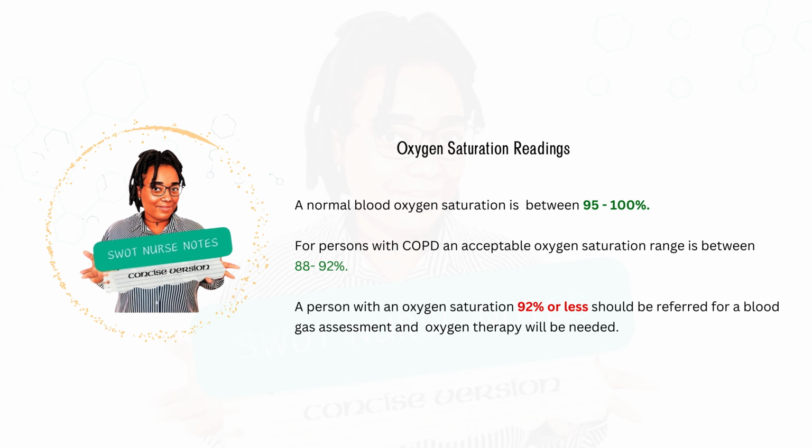Let's look at oxygen saturation readings. Do you remember the normal range? If not, here is a reminder. A normal blood oxygen saturation is between 95 to 100%. For persons with COPD, an acceptable oxygen saturation range is between 88 to 92%. A person with an oxygen saturation of 92% or less should be referred for a blood gas assessment, and oxygen therapy will be needed.